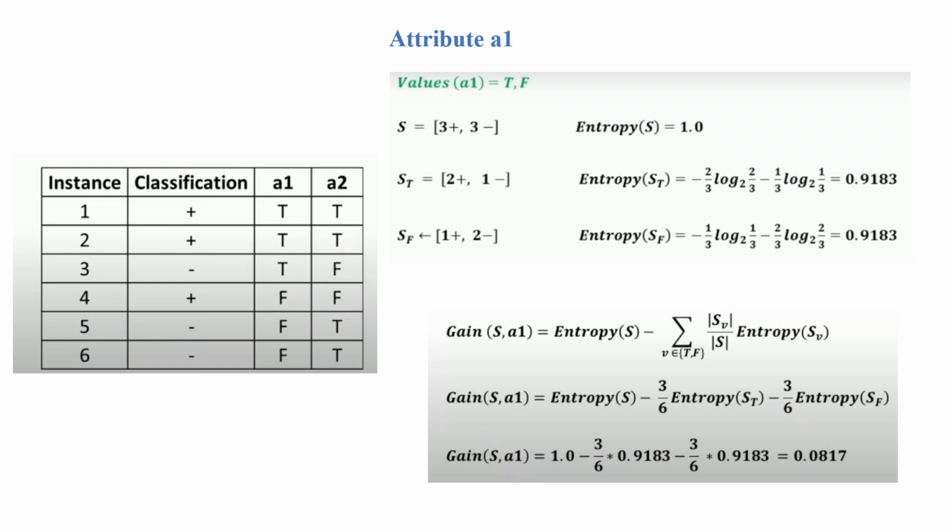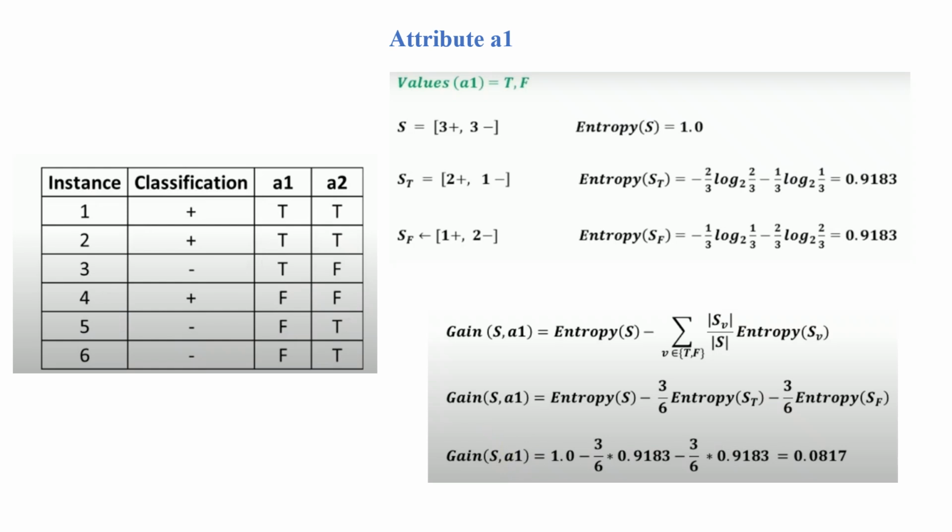So for the true, again we are having a classification like 2 positive and 1 negative. So the entropy for the true part for the attribute A1: 2 is positive, 1 is negative. So the entropy formula is minus 2 by 3 log base 2 of 2 by 3 minus 1 by 3 log base 2 of 1 by 3. This 2 is representing 2 positive, this 1 is representing 1 negative. Applying in the formula, we calculated the value as 0.9183.